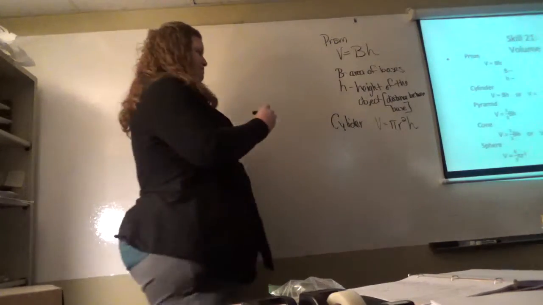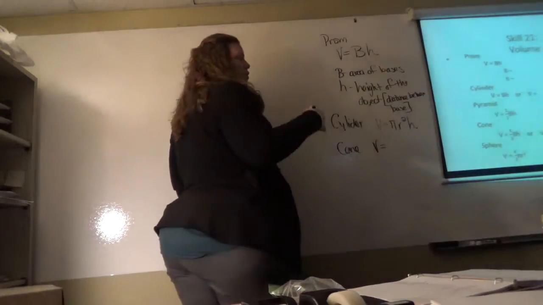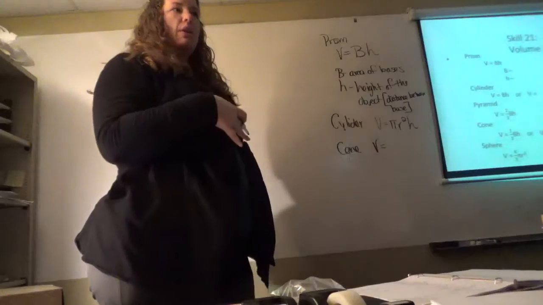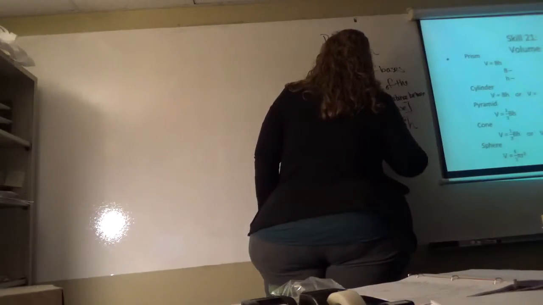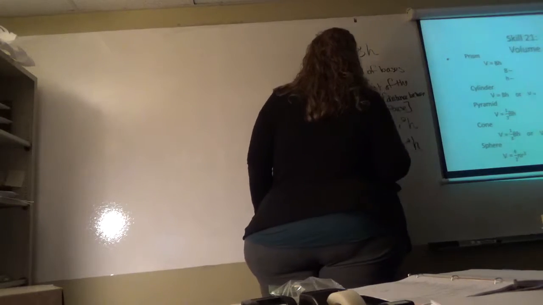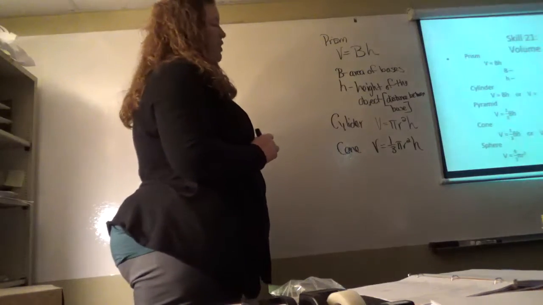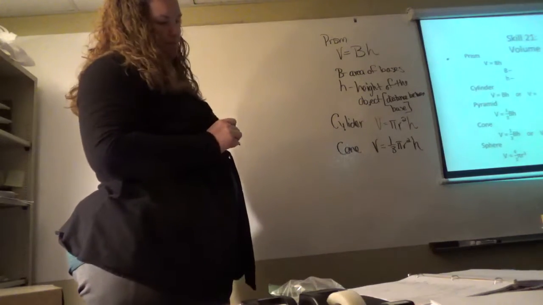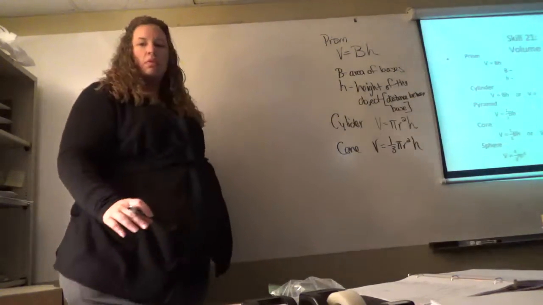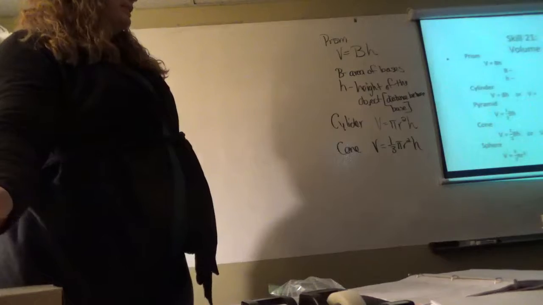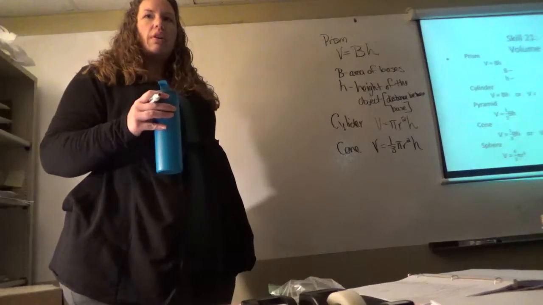Cone, again. Instead of 1/3 BH, replace the B with pi r squared. And then sphere volume is equal to 4/3 pi r cubed. Again, I think those all kind of look similar to what we've done before, so I don't think any of those are going to be a problem, are they?